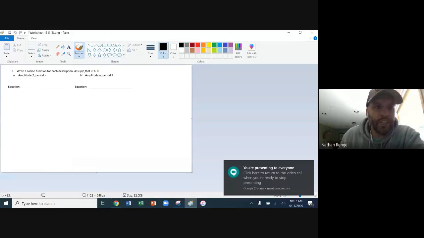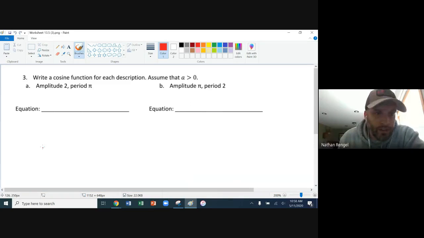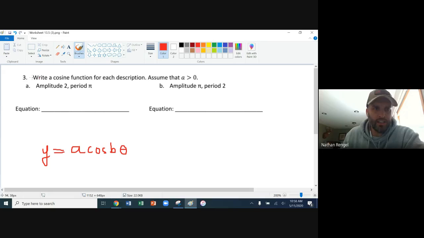3, then we will write an equation in y equals a cosine b theta form. Let me get zoomed in here. So down here, we'll just write the general form of your cosine A. You need to know what the amplitude is. Cosine B theta. So as we head to look at number 3, write a cosine function for each description.